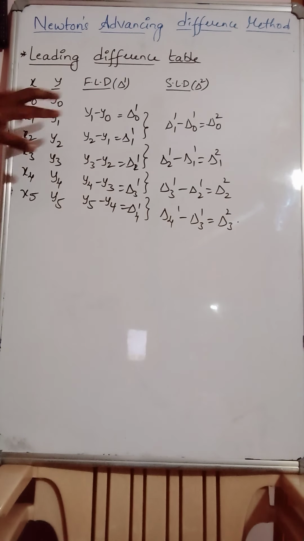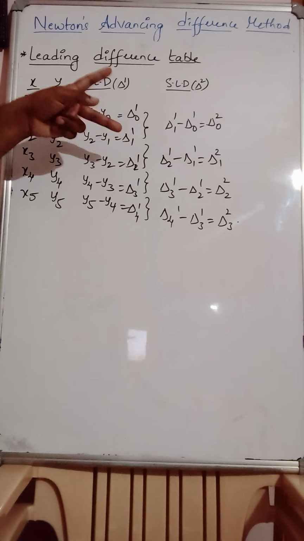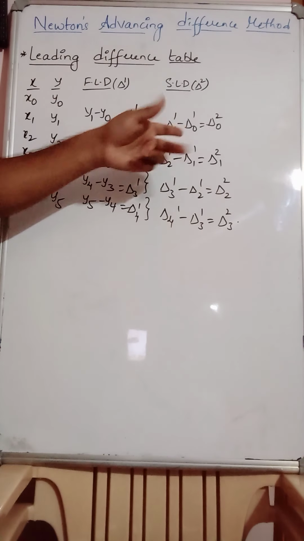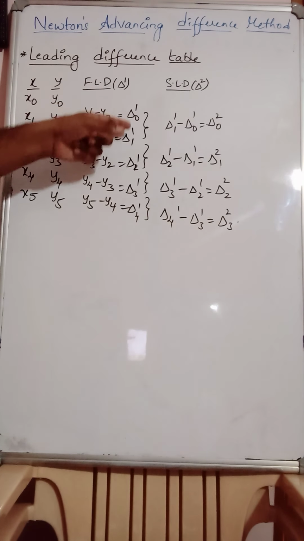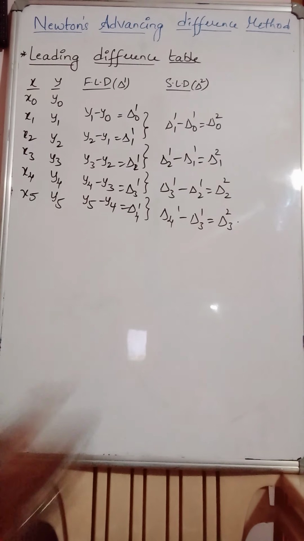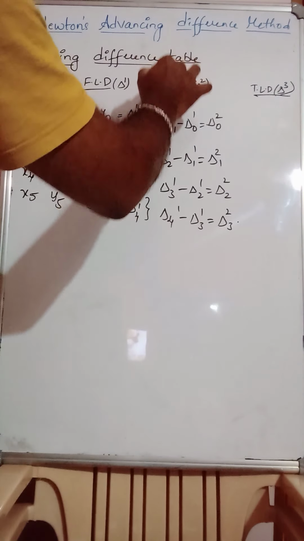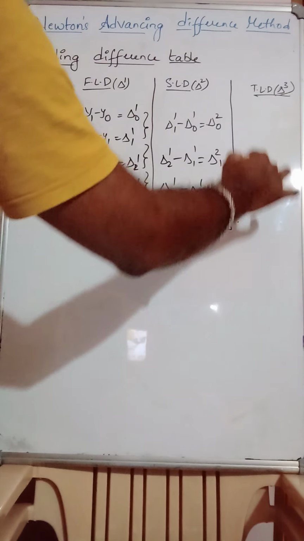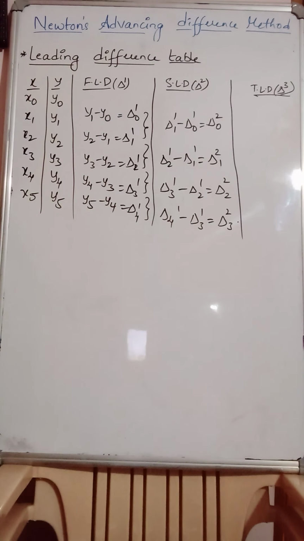See here. After getting the first leading difference table, again there also forward leading difference has to be done. Here how many are there? First 1, 2, 3, 4, 5, 6 are there. Those have become 5. Now these 5 will become 4. These 4 will become 3 now. Third leading difference. Just look very carefully, observe guys. Table. If you learn this table, then only you will understand Newton's method.